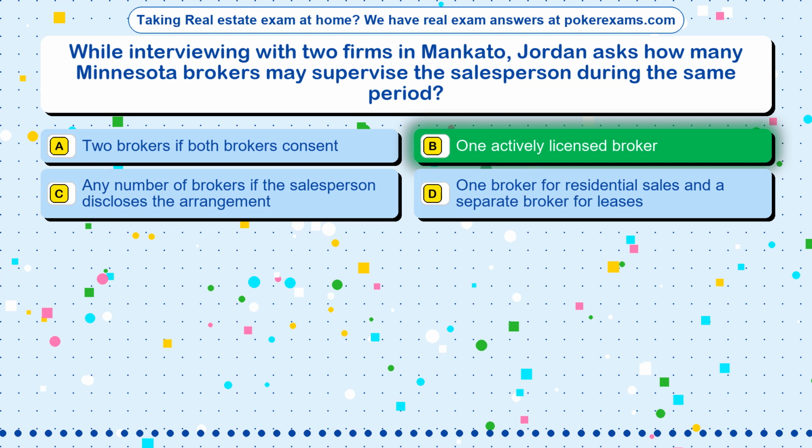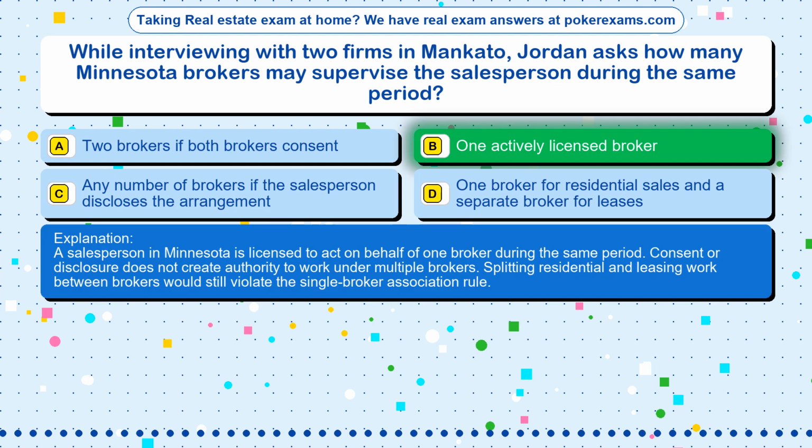The correct answer is option B. 1 actively licensed broker. A salesperson in Minnesota is licensed to act on behalf of 1 broker during the same period. Consent or disclosure does not create authority to work under multiple brokers. Splitting residential and leasing work between brokers would still violate the Single Broker Association rule.